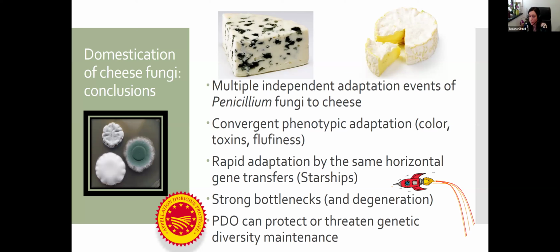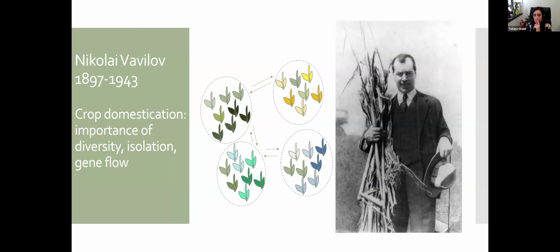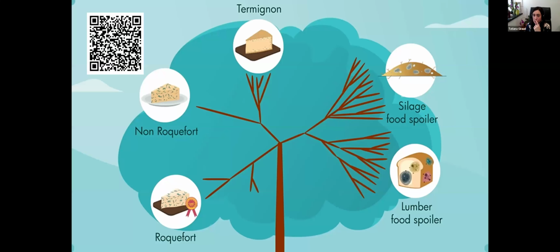And we found that the PDO can either protect or threaten genetic diversity, because in the case of Penicillium roqueforti, it allowed to keep a bit of diversity, while in Penicillium camemberti, for PDO, you have to use this albino strain. So it actually maintained the loss of diversity. And so while we know since Darwin and Vavilov that we need diversity to adapt and for strain improvement and so on, that's a very high concern in molds and in all crops.